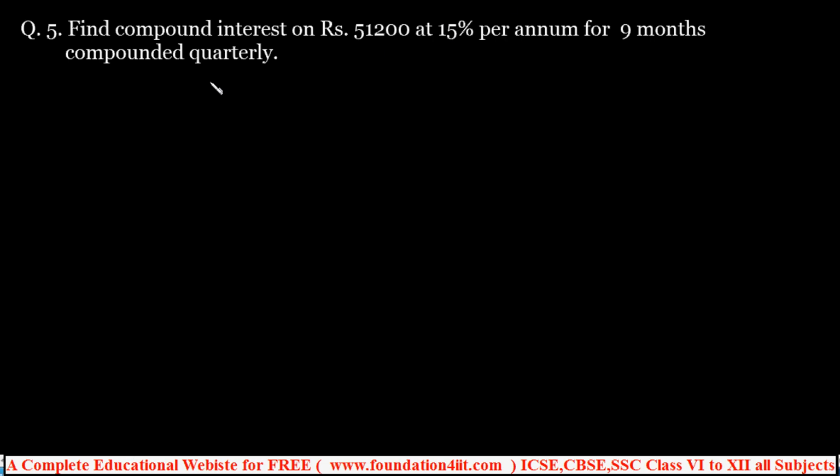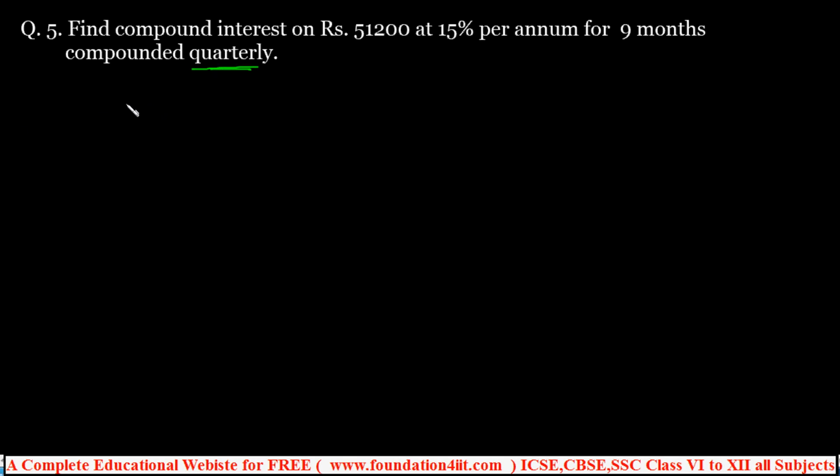Now let us see this problem. Find the compound interest on 51,200 at 15% per annum for 9 months, but compounded quarterly. The word mentioned is compounded quarterly, so based on that, we need to take care of the problem.